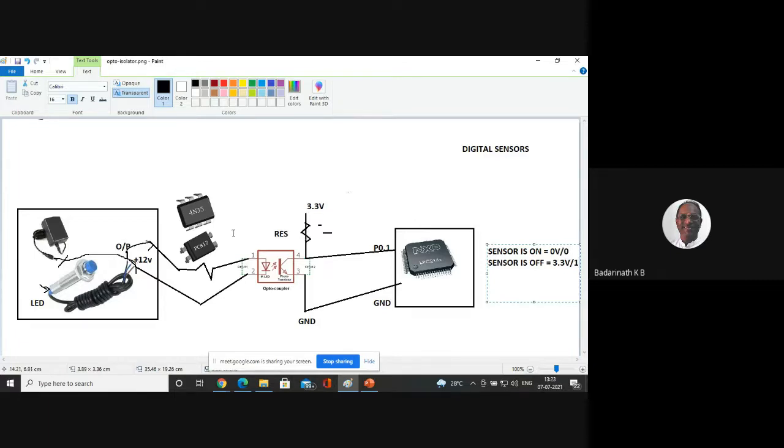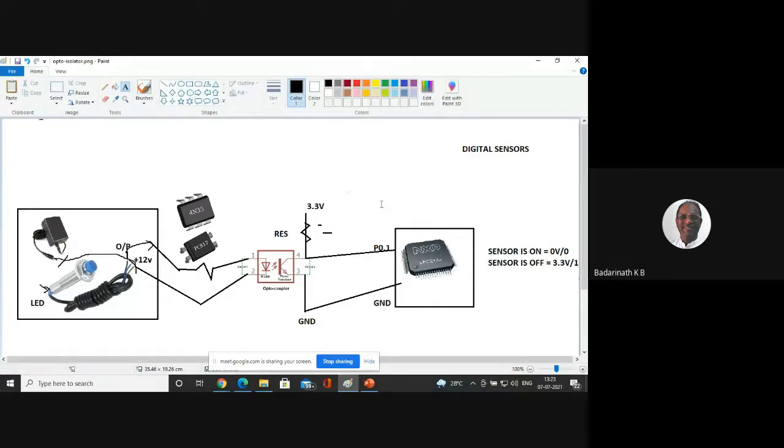Why? Whenever the sensor is on, it drives the LED and this gets shorted. Whenever it gets shorted, what is the voltage I'm going to get? This point becomes ground. I'm getting a 0. Whenever the sensor is off, with no metal plate coming near the sensor, it will always give the high voltage. This is how you can build an interfacing circuit and integrate a lot of industrial sensors to your microcontroller.